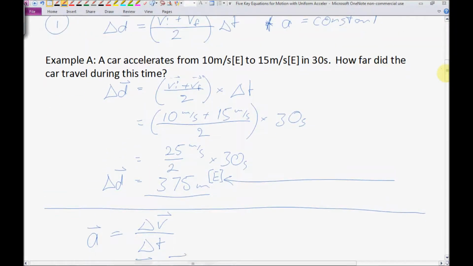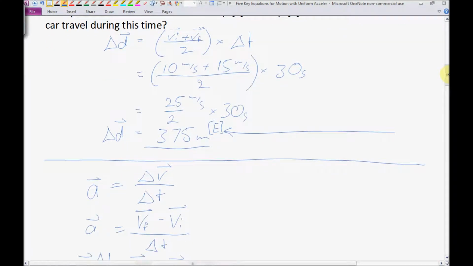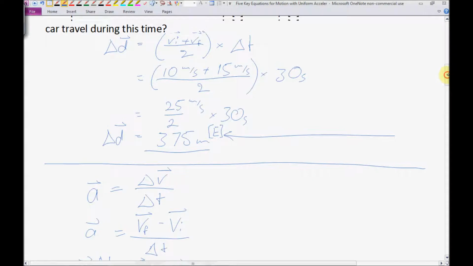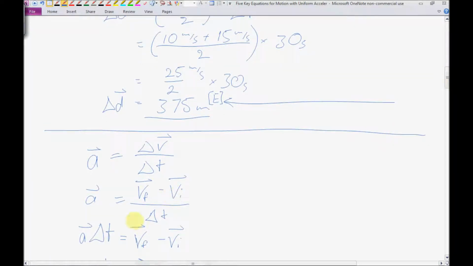Next, we know the definition of acceleration is the change in velocity over time. So it's the rate of change in velocity. So it can be rewritten as final velocity minus initial velocity divided by time. Okay, or rearranging, we can say that Vf minus Vi is equal to a times delta t. Just multiply both sides of the equation by delta t.